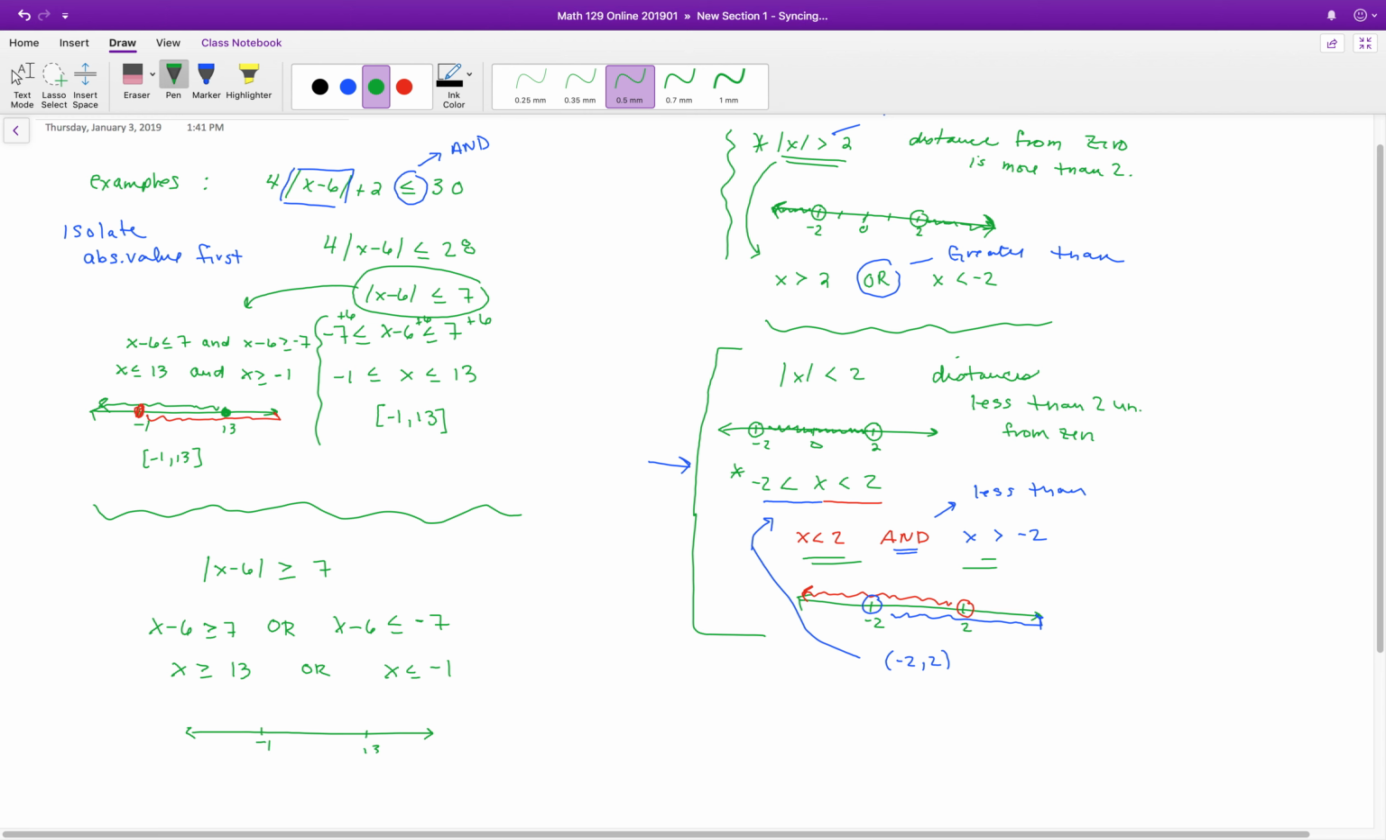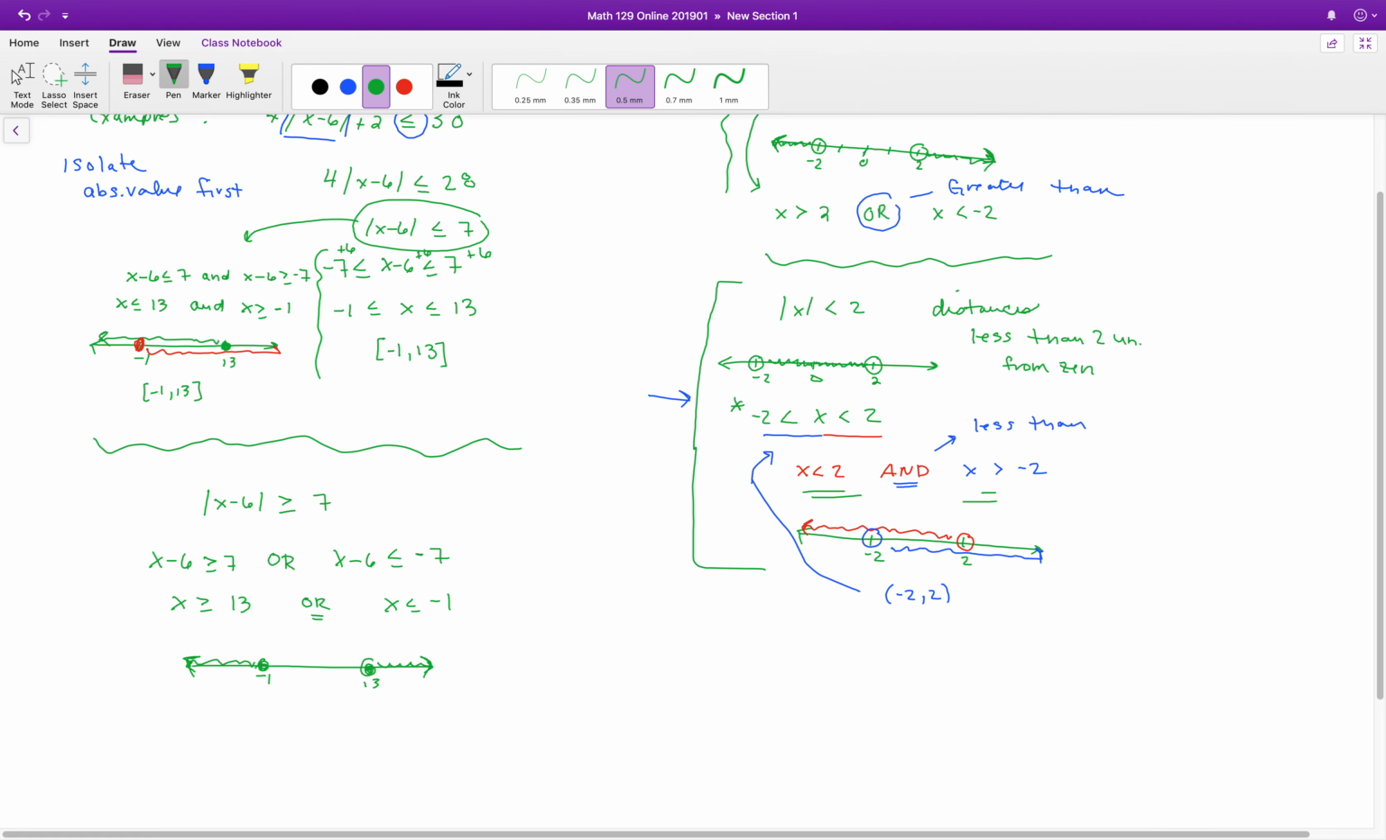x is greater than or equal to 13, which is going to be to the right, or less than or equal to negative 1, which is going to be to the left. Again, this is "or", so I want everything. I want both statements. My interval notation will be from negative infinity to negative 1, include negative 1, or 13 to infinity, and again, include 13.